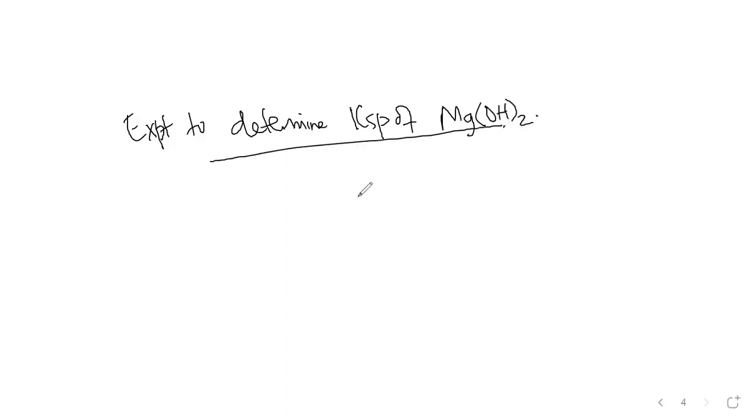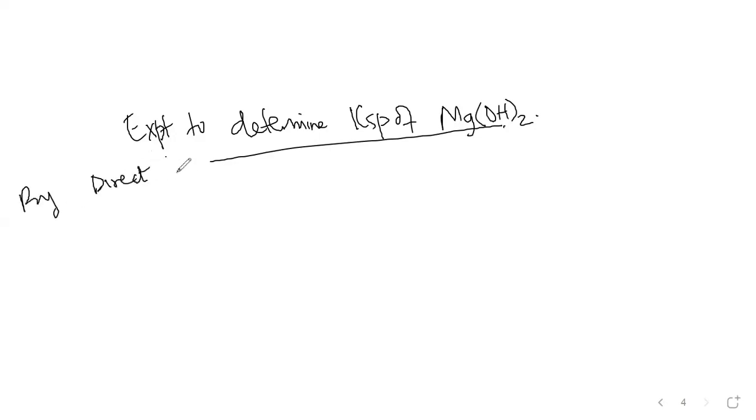Now let me see an experiment to determine the solubility product of maybe magnesium hydroxide. How do you determine the solubility product of magnesium hydroxide? I'm going to use both methods. I'll first of all use the method of direct titration, and then I'll use the method of conductivity measurements. Let me use direct titration first.